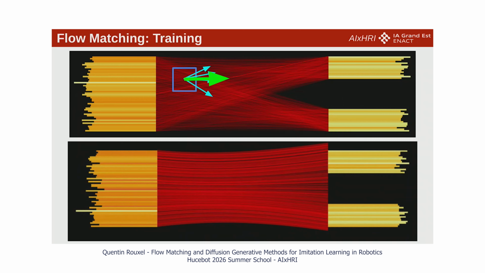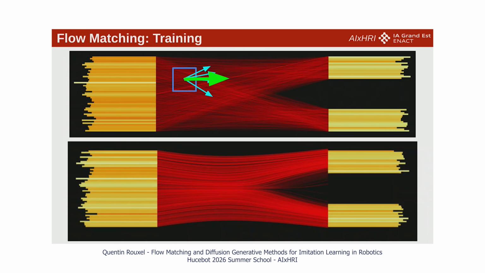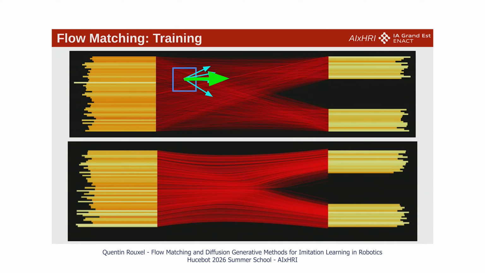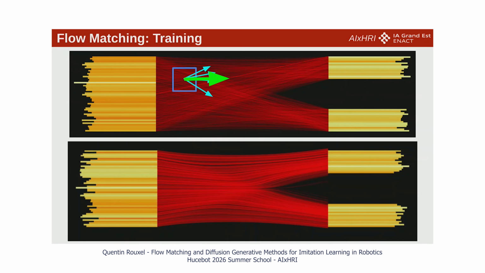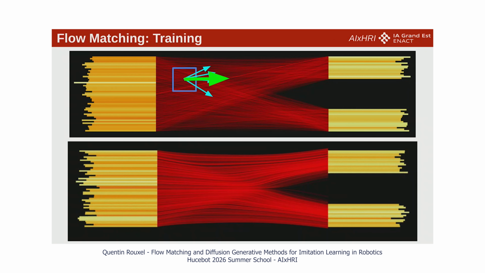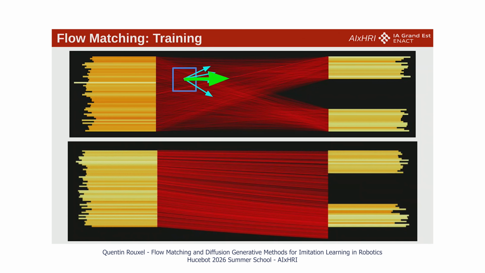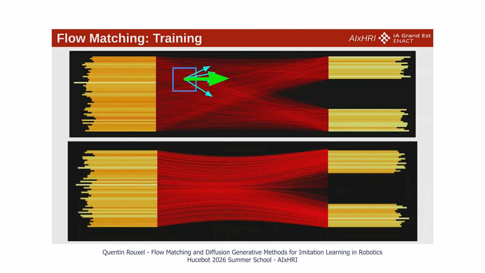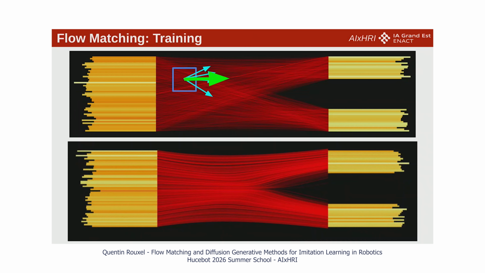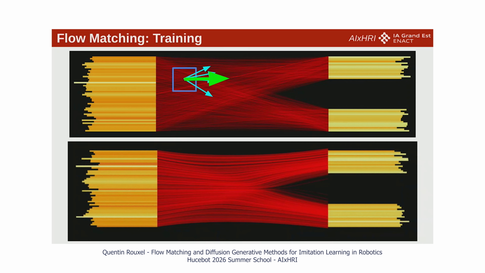So this is just a way to explain that over time, the flow will be trained by sampling these lines randomly, doing this linear interpolation, and over time, the flow will learn to have this smooth structure.